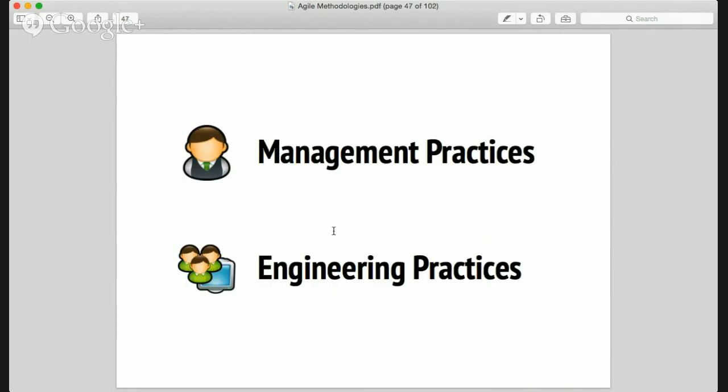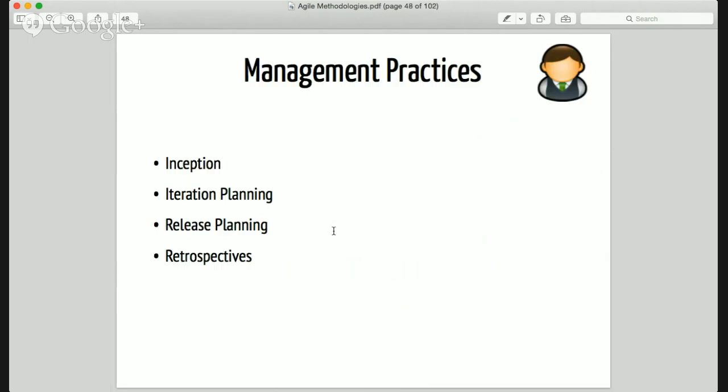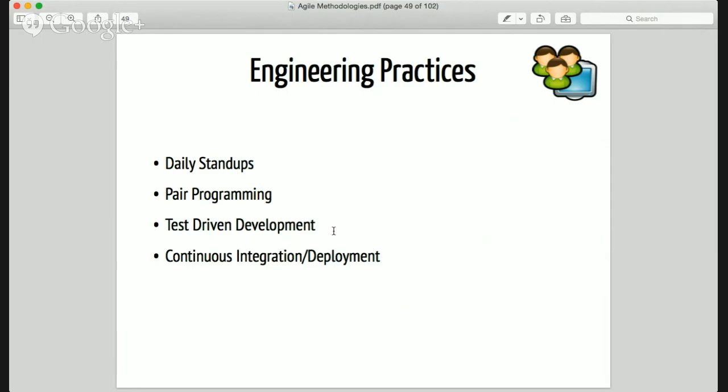All right. So we're going to talk about agile from 2 perspectives: the management practice and the engineering practice. The management practice is what the product owner does. They're in charge of figuring out how to get this entire thing finished. So they're in charge of inception, iteration planning, release planning, and retrospectives. On the engineering side, we're responsible for daily stand-ups, pair programming, test-driven development, and continuous integration. I'm going to go over these 2 parts in a little bit of detail.